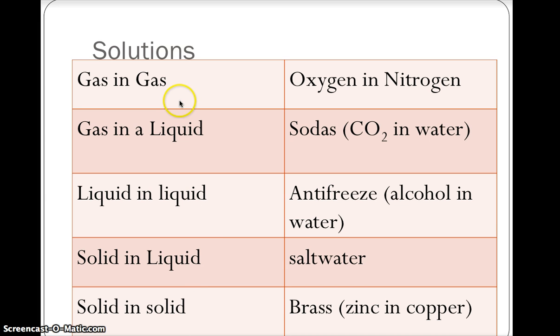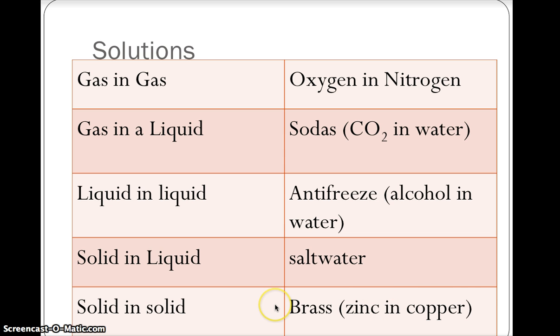Okay, so some examples of different solutions using different states of matter. A gas in a gas would be oxygen and nitrogen, like in the air. A gas in a liquid, sodas, carbon dioxide and water, like I said. A liquid in a liquid. You can dissolve alcohol into water and it produces something called antifreeze. If you don't know what that is, it's something you put in a car so that when it gets really cold, it doesn't overheat, because the water freezes. Because water by itself can freeze when it's really cold. You put alcohol in it, alcohol doesn't freeze, at least not at temperatures we normally see. A solid in a liquid is salt water, and a solid in a solid is brass. Oh, zinc and copper. Got that one wrong.